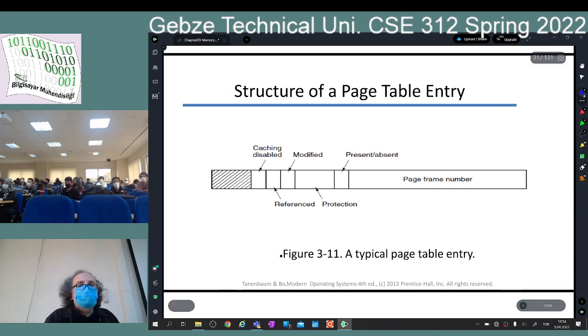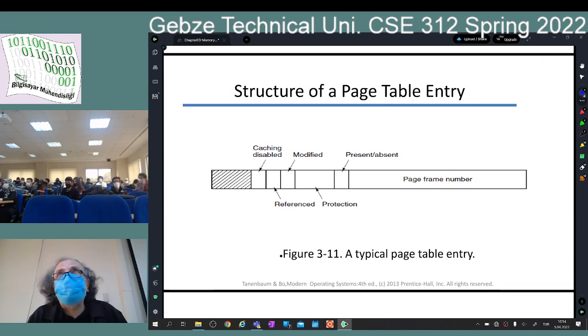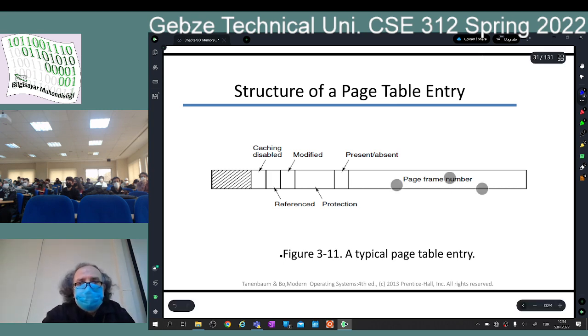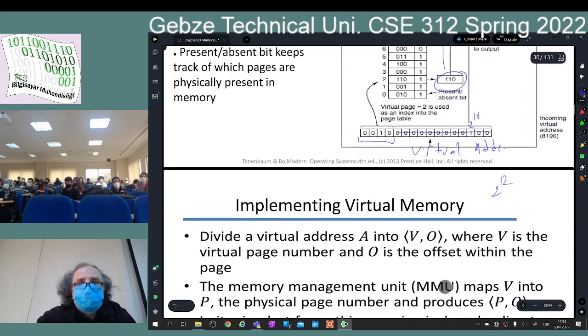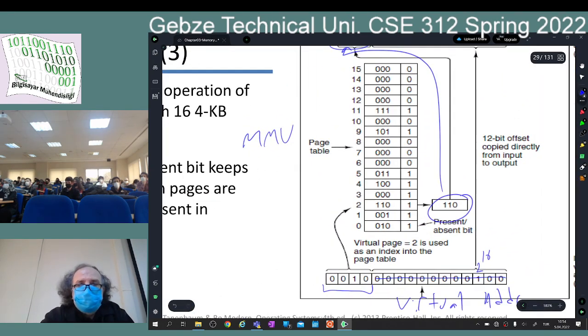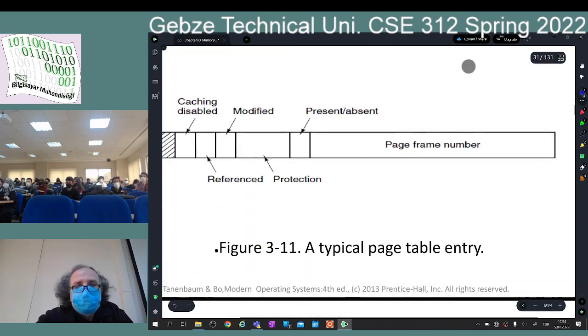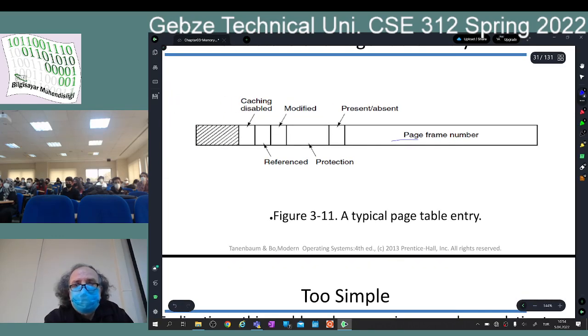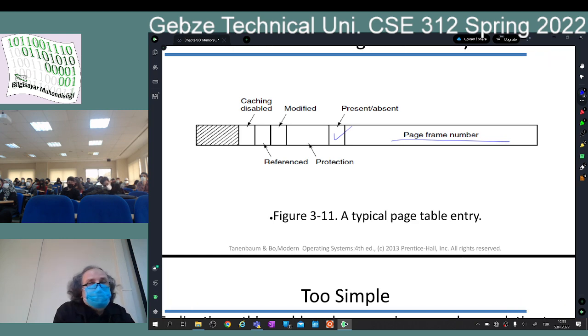Okay, so let's look at what kind of things we have inside the page tables in the real world. Each entry, remember this one? We have this page frame number and the present/absent bit. We have other stuff inside it too, okay? Page frame number and present/absent bit, we already talked about. Let's look at these two bits. These are very important and we will be talking about them a lot.